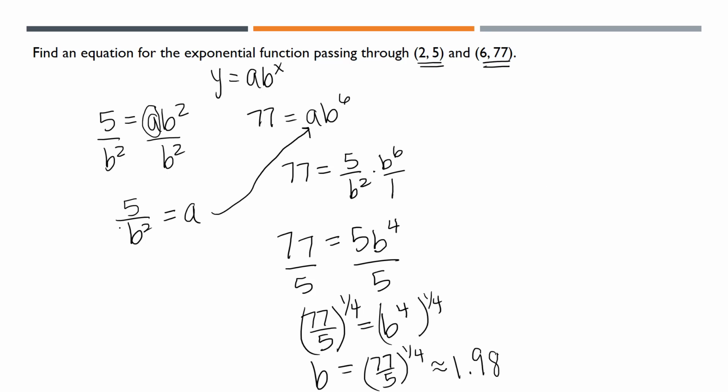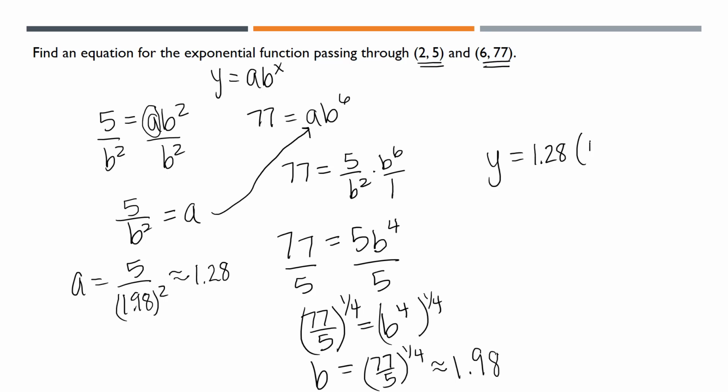I also need my value of a, so let me go back here and plug in b and figure out that a is 5 over b squared, which is about 1.28. This gives me an equation: y is 1.28 times 1.98 to the power of x. This equation approximates the exponential curve that passes through (2, 5) and (6, 77).